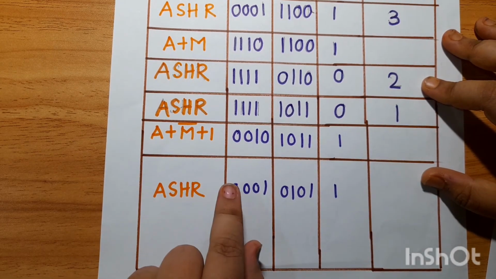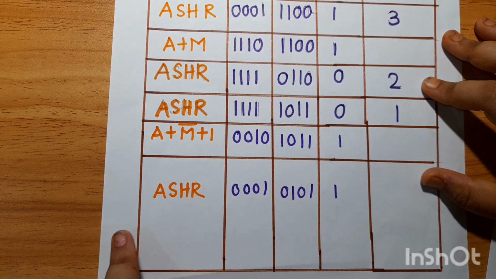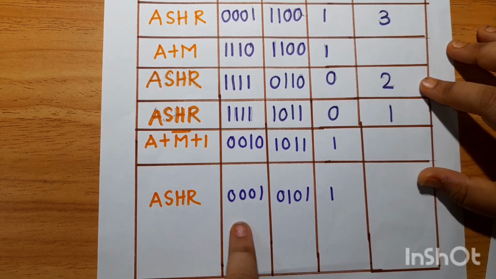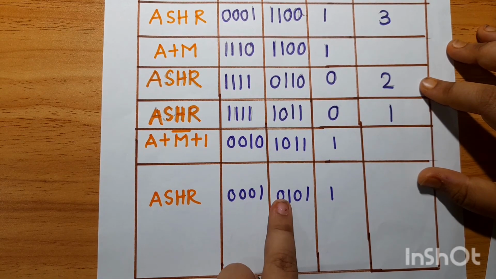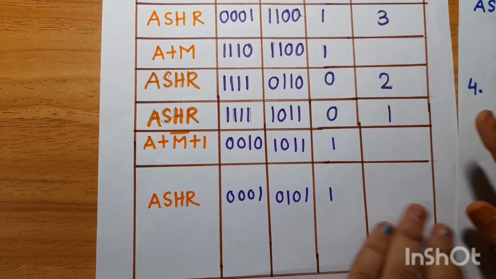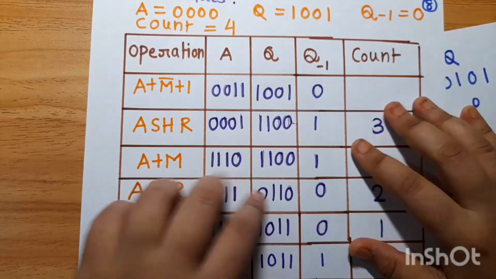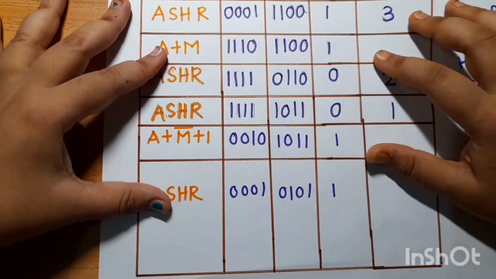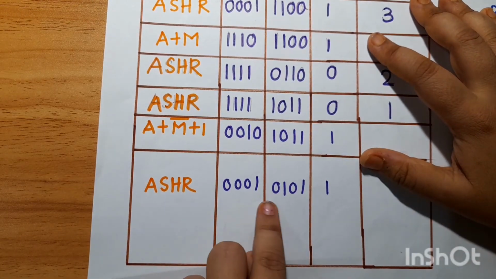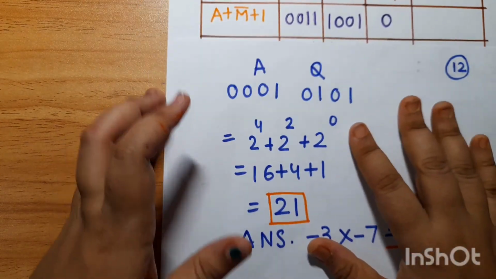A plus M bar plus 1, 0 0 1 0, 1 0 1 1 1, and the ASHR value is coming as 0 0 1 0 1 0 1 1. Okay, and the count value has come as 0. Note from the table, the A and Q value at the end is coming as 0 0 1 0 1 0 1.